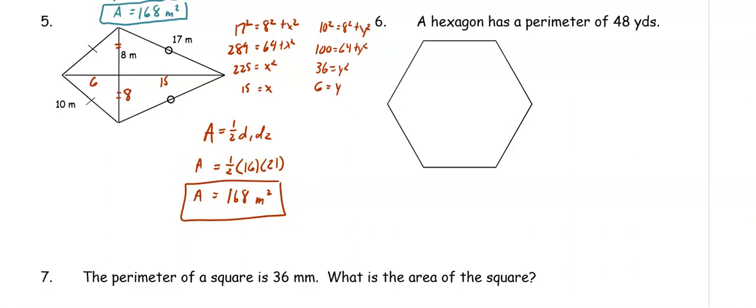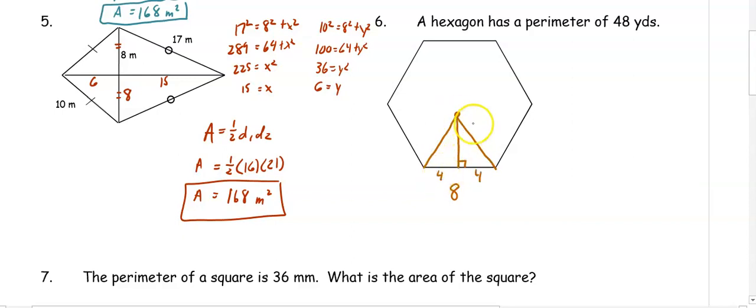Number 6, a hexagon has a perimeter of 48 yards. So if the hexagon has 48 yards as a perimeter and there are 6 sides, that means each side is going to be 8. That's important because it's going to help us find the length of the altitude, because that's going to divide into 4 and 4.